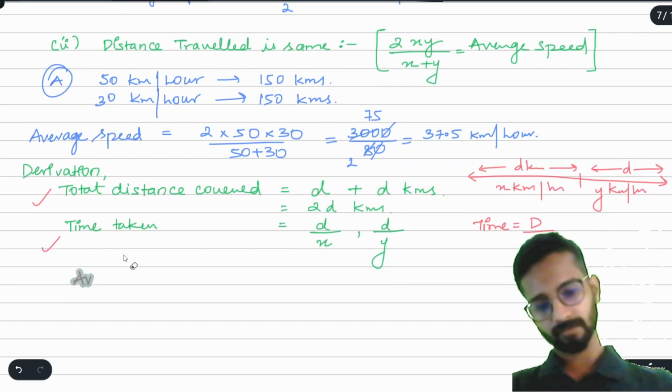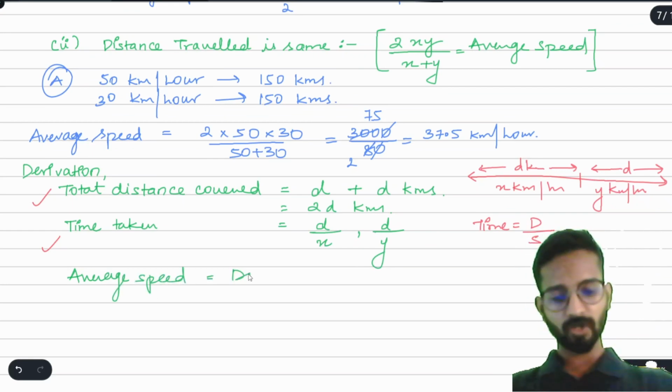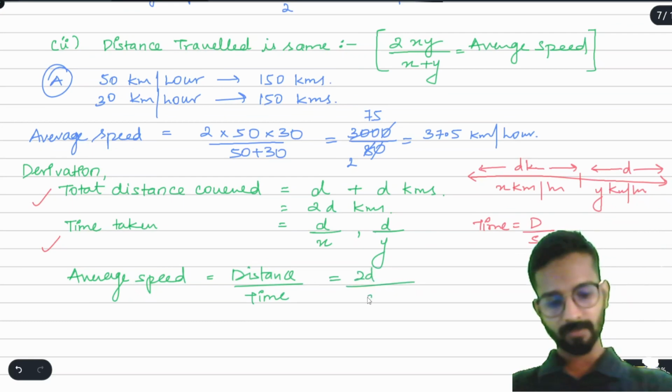Average speed will be, speed we all know. What is speed? Distance by time. What is the total distance? 2d. What is the time? First d by x is taken, then d by y is taken. So you can write it as 2d. This will become dy plus dx divided by xy.